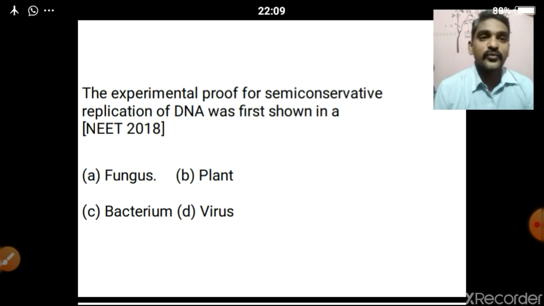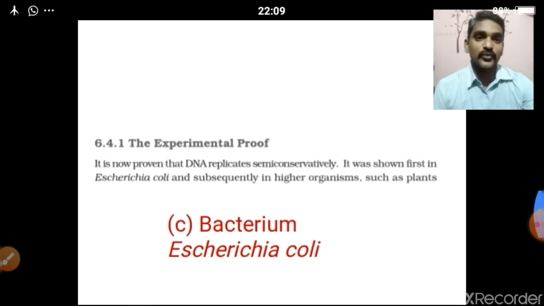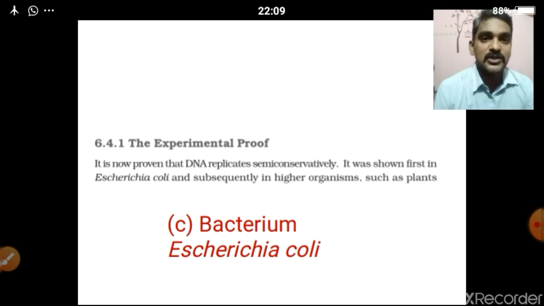So, experimental proof for semi-conservative replication of the DNA. I have discussed this in two questions before, I think. The semi-conservative model was given by Meselson and Stahl, but in which organism first? That is the question here. Whether it is fungus, plant, bacterium or virus. You can see it is a direct question from the book.